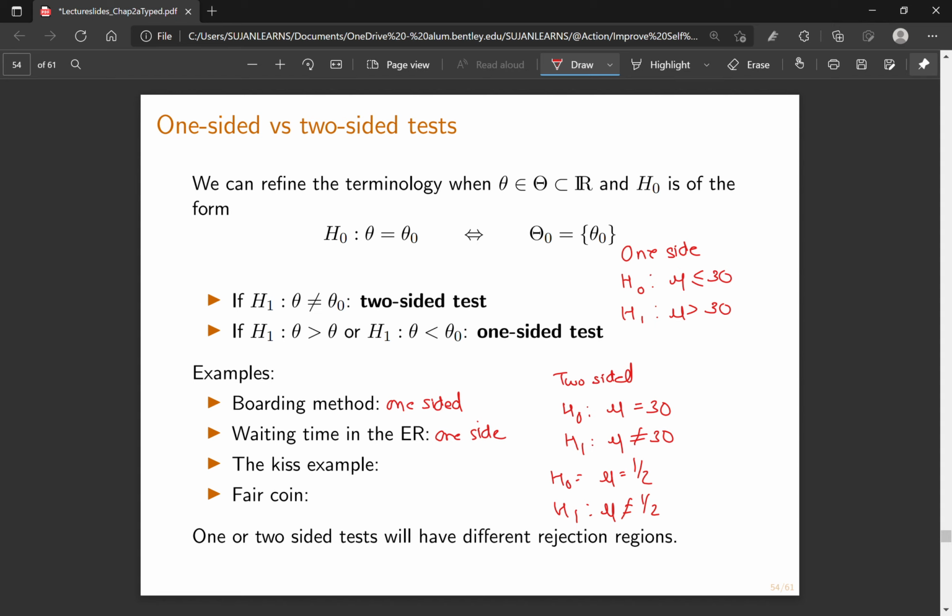We don't have prior knowledge whether it's the left side or right side. On average, it is half. That's what we assume, and we don't have prior knowledge whether it can be the left side of the cheek or the right side of the cheek. So that's the KISS example, and it's going to be a two-sided test.